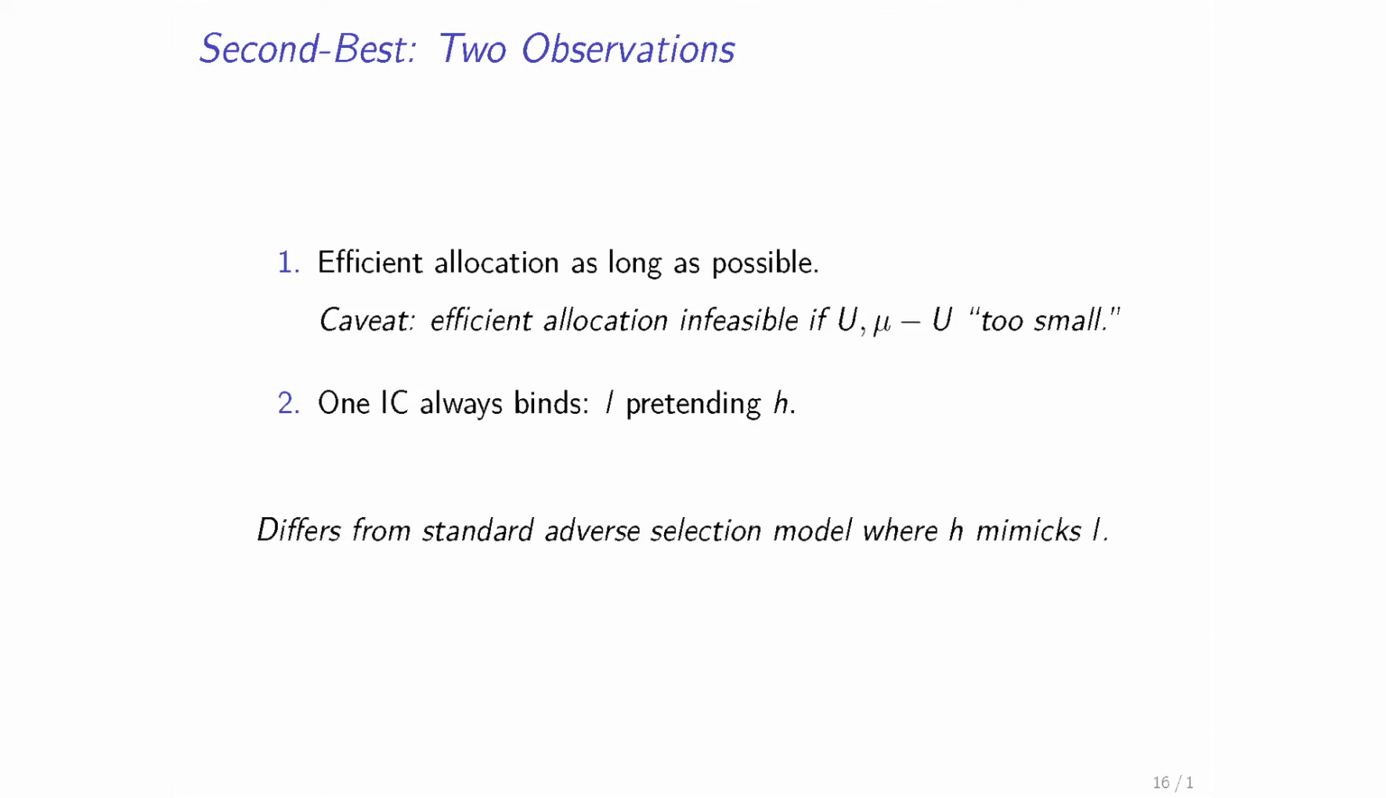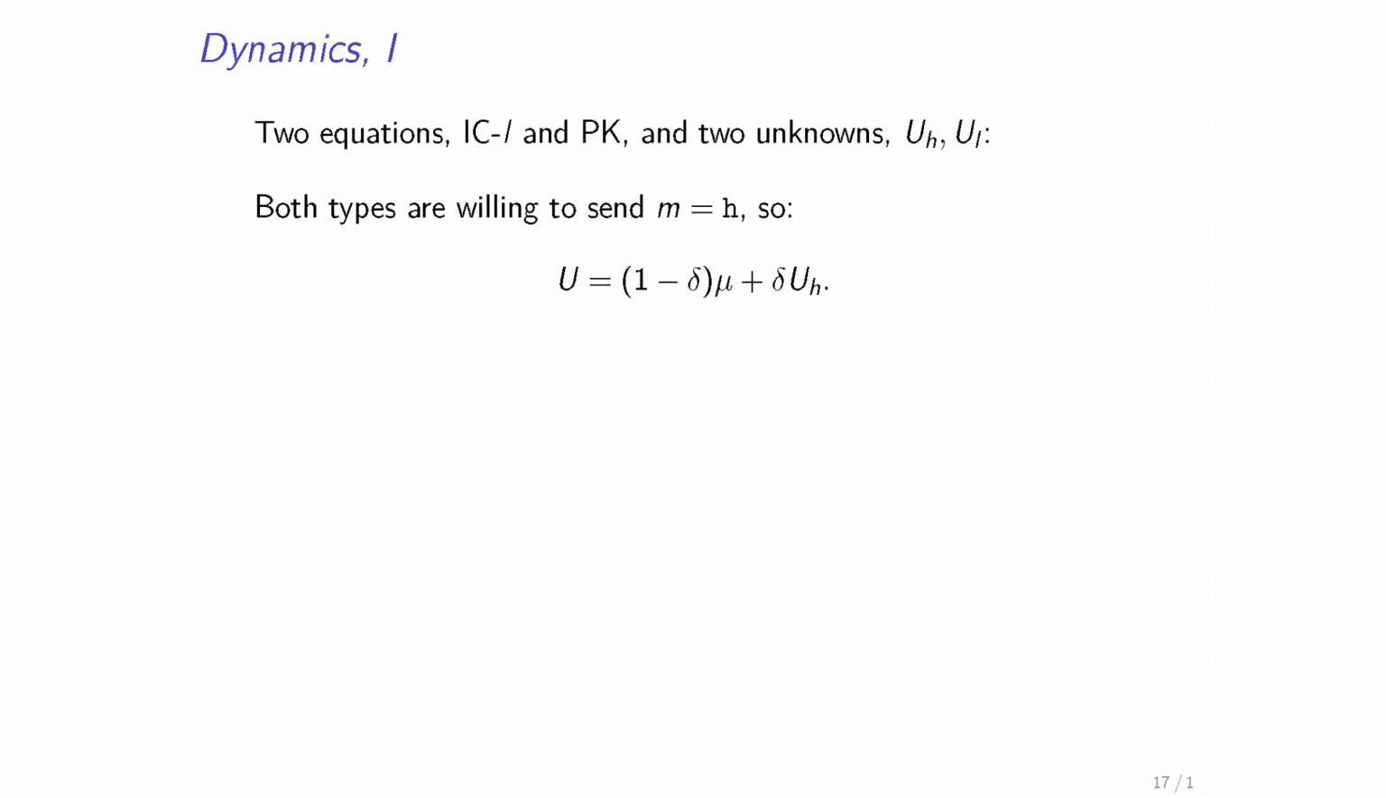Let's look at more details. Okay, so we have 2 equations, IC low and promise keeping, and we have 2 unknowns, UH and UL. So first of all, both types are willing to say that they are high type. So the promised utility ex ante is equal to the flow payoff if both types say they are high, and the continuation payoff of the high type.